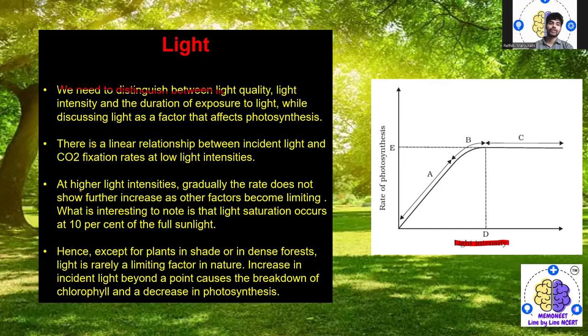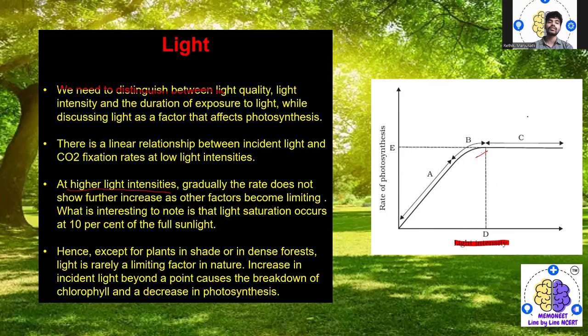So at high light intensity, what happens? Gradually, the rate does not show further increase. If the rate of photosynthesis at high intensity of light, you are going to see that it is not going to show further photosynthesis, and that becomes a limiting factor.